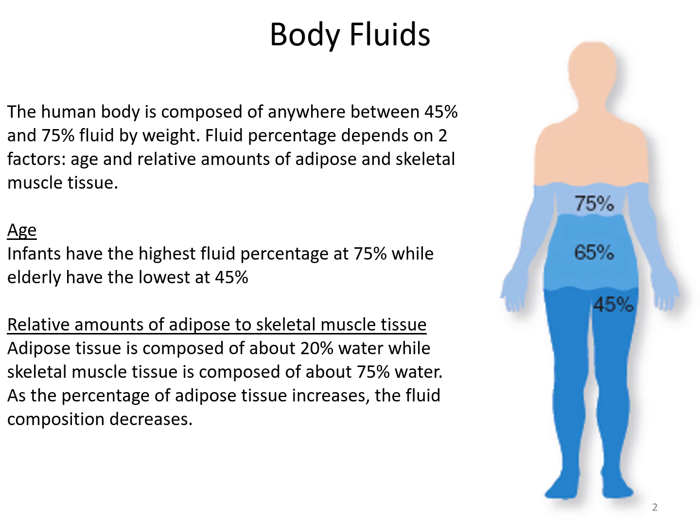Infants have the highest fluid percentage. They're usually upwards of like 75% fluid composition. And then the more you age, the more that decreases. So elderly people are going to be more towards 45%.